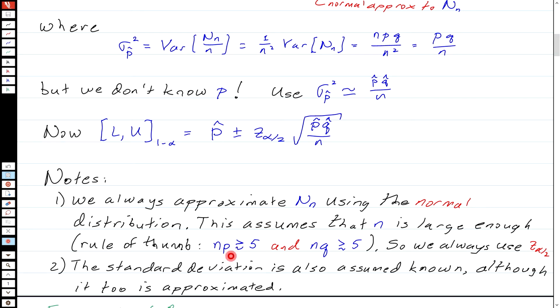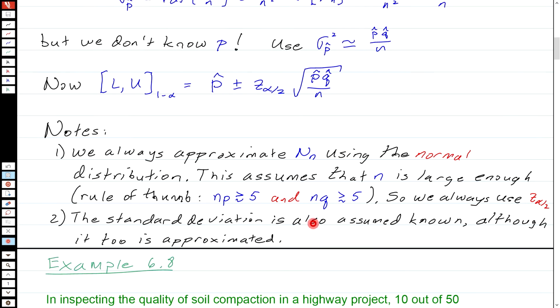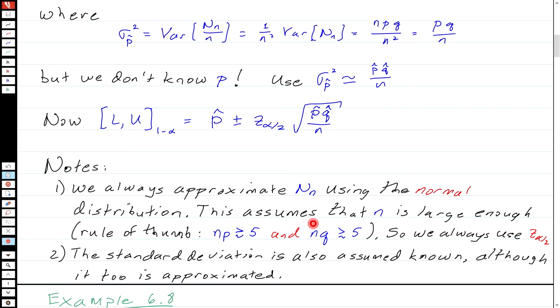A general rule of thumb is that if n times p and n times q are both bigger than about 5, then we get a reasonable approximation. Basically, it's just saying that if p or q are too far towards the edges of the distribution, towards 0 or towards 1, then we're not going to get a very good normal approximation, because the normal is symmetric and it would extend into the range above 1 or below 0.